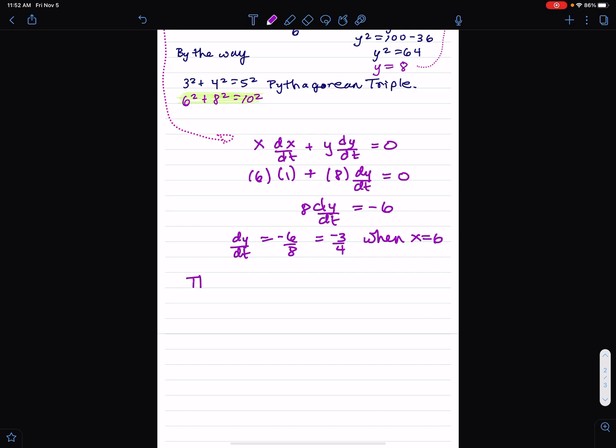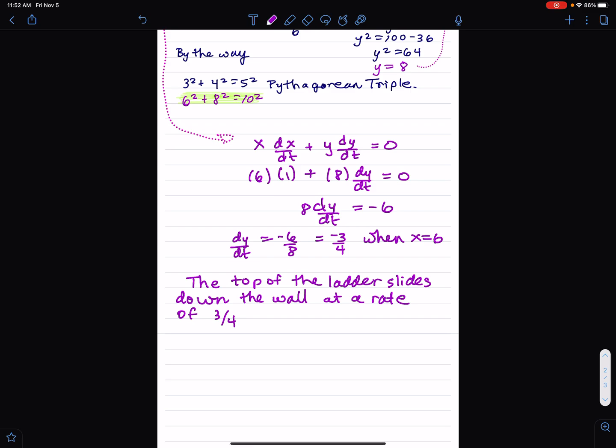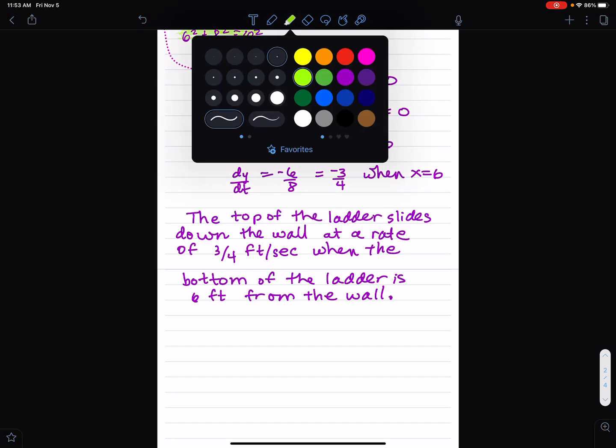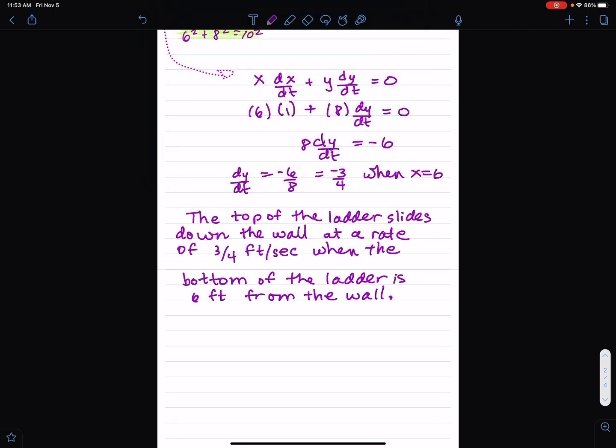So the top of the ladder slides down the wall at a rate of 3/4 feet per second when, oh my gosh, it's like I'm writing a little book here. Too much, maybe. When the bottom of the ladder is 6 feet from the wall. And I'm trying to make this go a little faster, so I might have sacrificed handwriting skills there. But by the way, you might say, well, do I really need to do that? Maybe not. Depends on your teacher whether you need to write all that stuff.